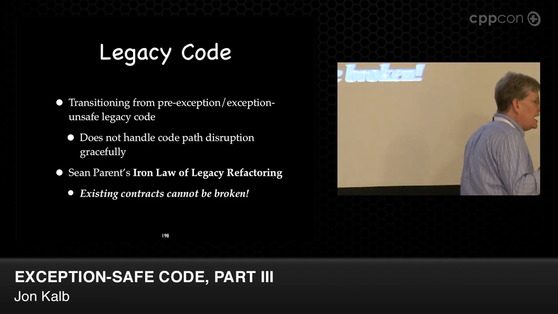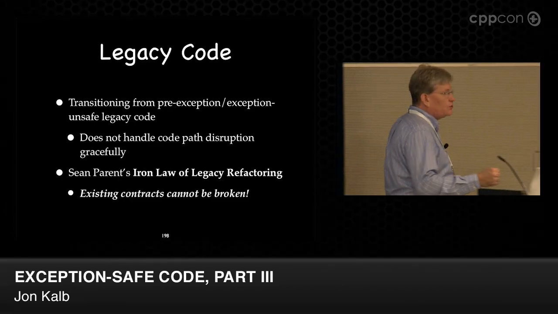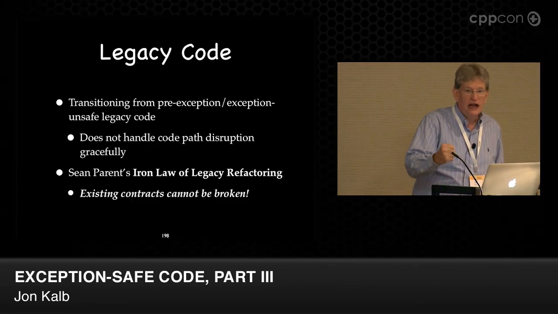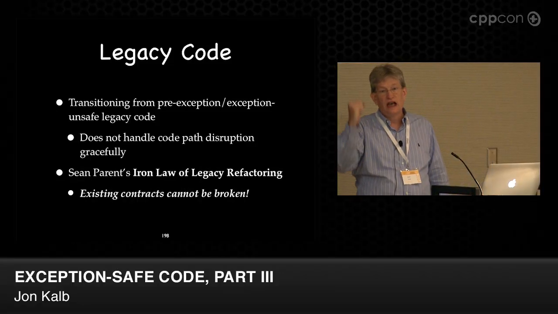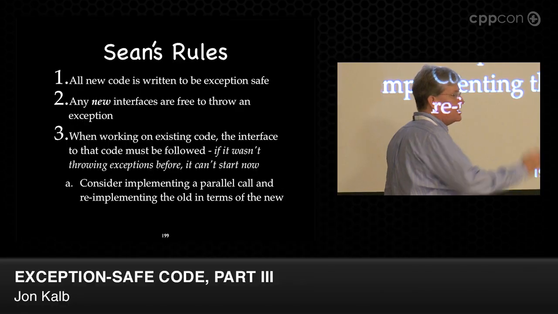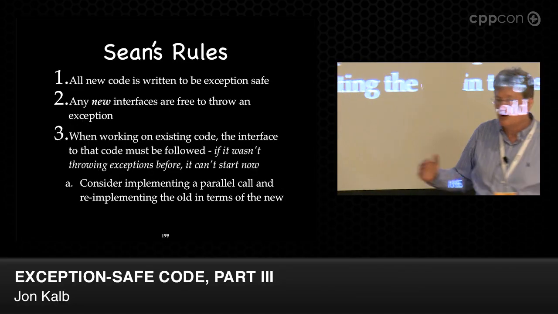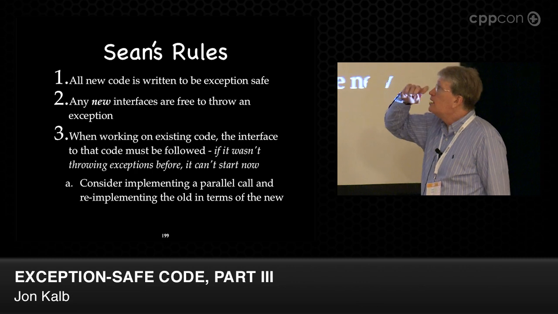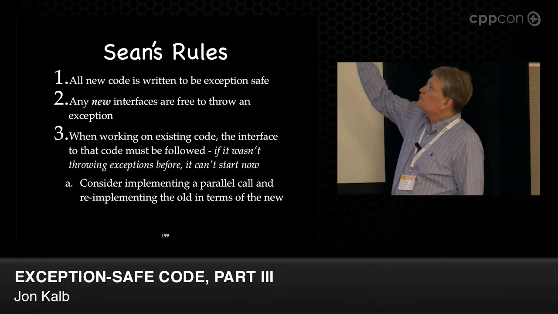But in order to have reliable code and be able to go forward, we have to look at existing code and say it's not expecting exceptions. We can never have it call a function that threw exceptions. We have to maintain the existing contract. So all new code is written to be exception safe. All new code. You want to write exception safe, that's what we want to do. Let's not compromise that. All new code follows all the guidelines. It's all exception safe. Any new interfaces are free to throw an exception.